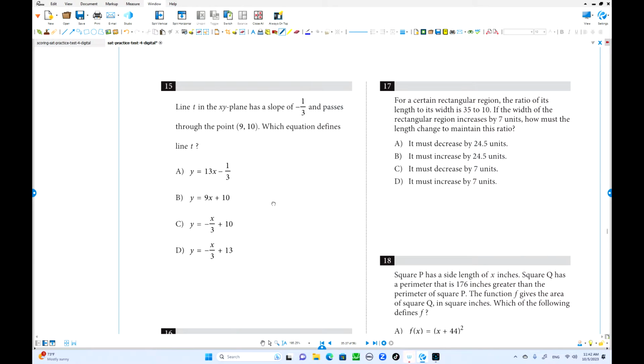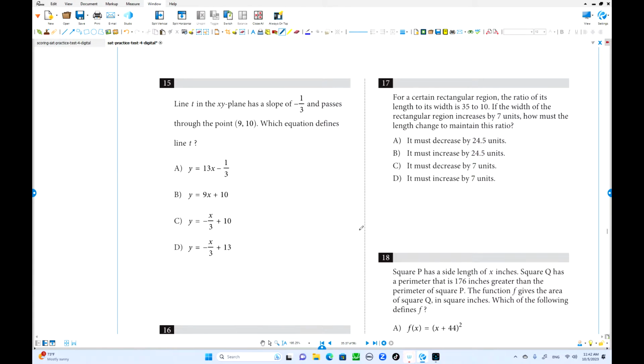All right, number 15. So the slope is negative 1/3. It passes through this point. So y equals negative 1/3 of x plus b. When x is 9, y is 10. When x is 9 over here, that is what? Negative 3 plus b. The value of b equals what? 13, right? That is 13. So out of these, which one is it? The y-intercept is 13. Choice D.